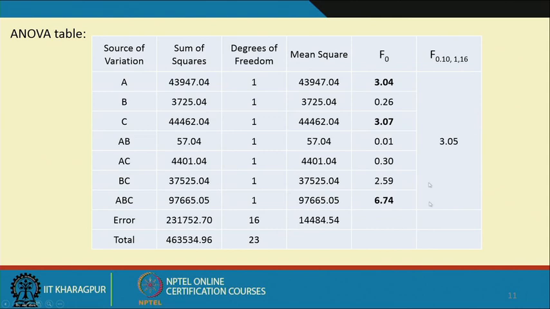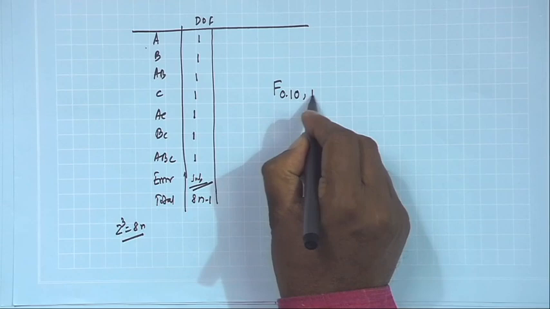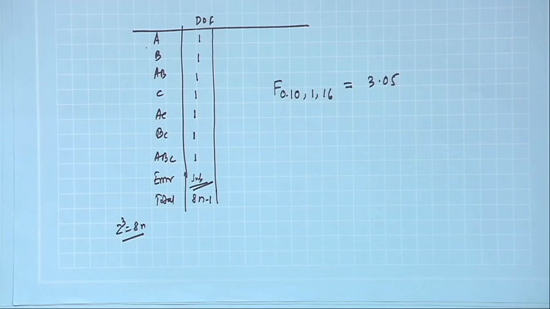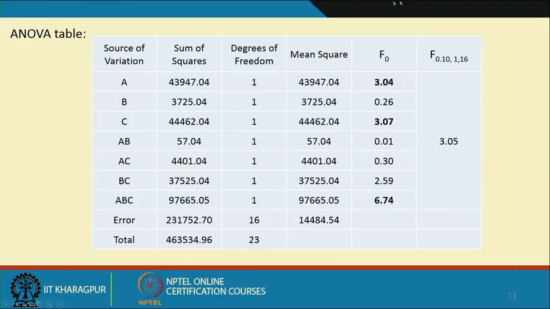So, now what happened? You see the table. Now, we have considered 0.10 alpha value and 1, 16. So, this value is 3.05. Interestingly, this is the value which will be compared for all the tabulated F0 because all the model parameters have 1 degree of freedom and all model parameters are compared with error with 16 degrees of freedom here.